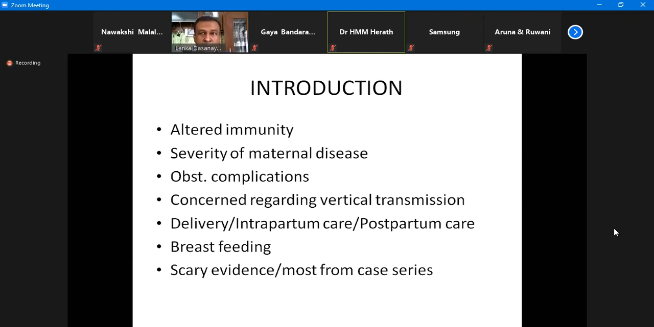But what we have to appreciate is that currently there is limited evidence to say anything definitive. So the recommendations are based on limited evidence. Most are from cases, case series and expert opinion.